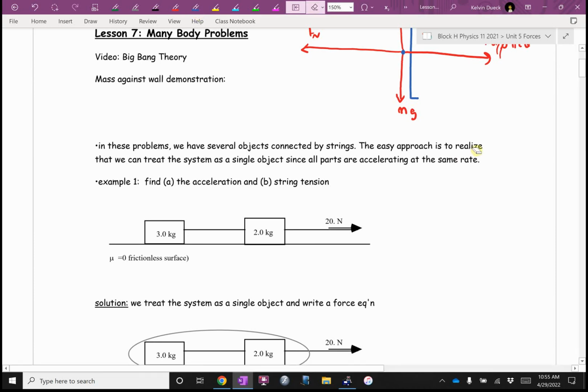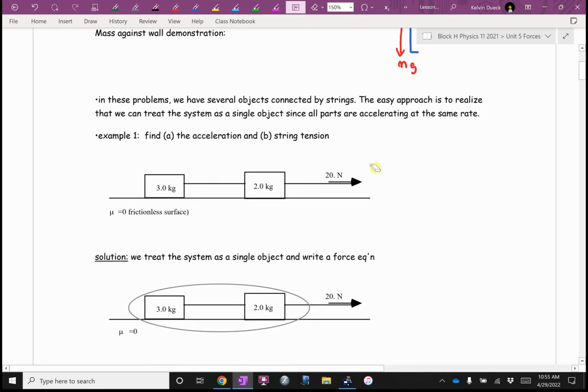The easy approach is to realize that we can treat this system as a single object because they're all accelerating at the same rate. Example 1, I like example 1. Actually, example 1's a little too easy because there's no friction. Once I get to one that has friction, that one I like. Riley, what's example 1 part A wanting me to find? Acceleration. And B is asking me to find?